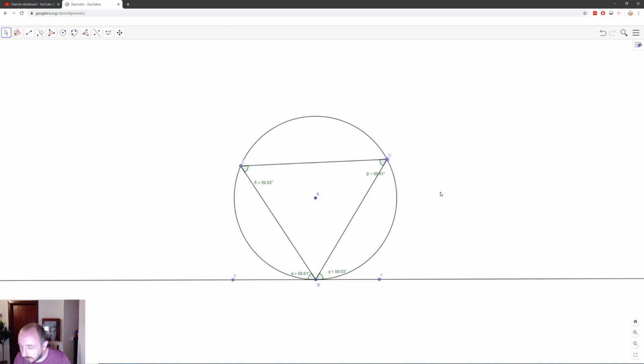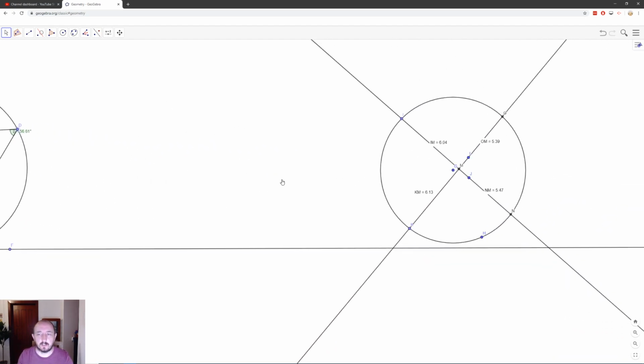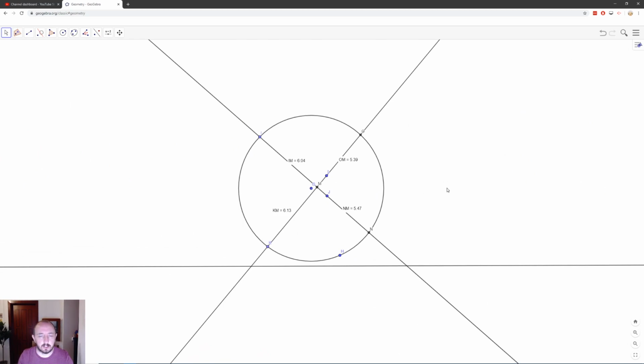And the final thing we had was the intersecting chords theorem. So I've got another one here, which hopefully you can see I've got these lines crossing through the circle. So there's chords there, and what we're looking at is I to M. M is the intersection point there. IM, that's 6.04 times 5.47 is equal to KM times OM.